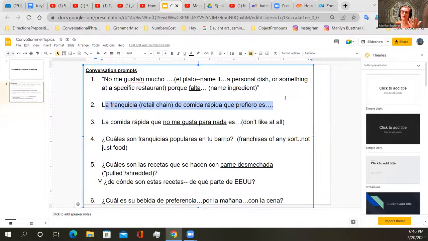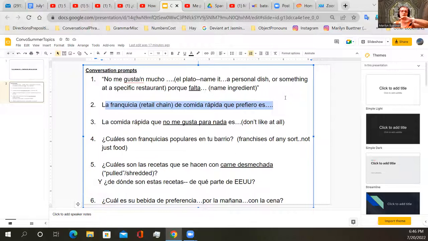Franquicia. Franquicia is a retail chain, something that is in a lot of different cities. Starbucks. Sí. Burger King. Sí. Me gustan sus hamburguesas. Okay, vale, sí. Hay algunas personas que prefieren McDonald's porque a ellos les gustan las papas fritas de McDonald's.